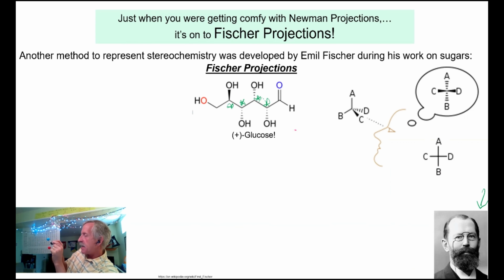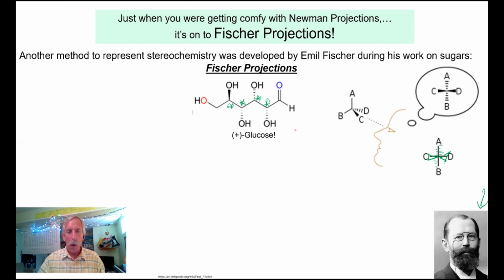And therefore, he then saw that if you look far enough away and flatten these all out onto the piece of paper, then you do not need wedges and dotted lines anymore as long as you follow his very specific rules. And that basically is that every Fischer projection has wedges for the horizontal bonds and dotted lines for the vertical.